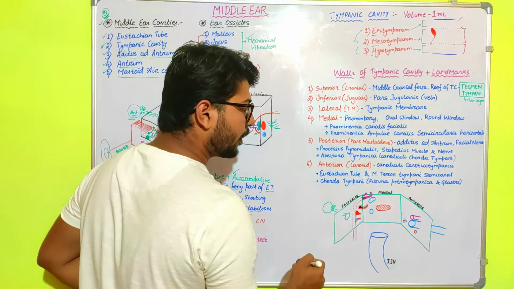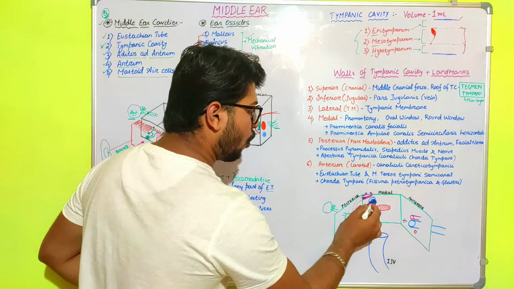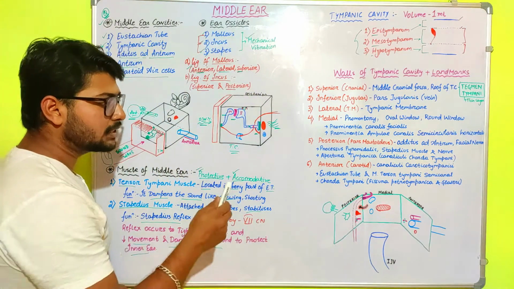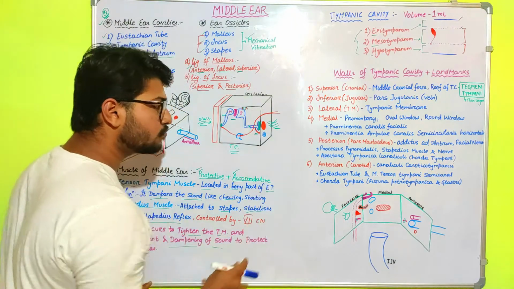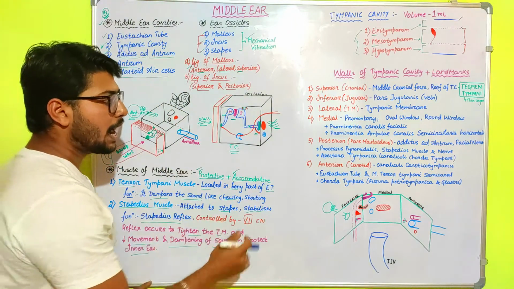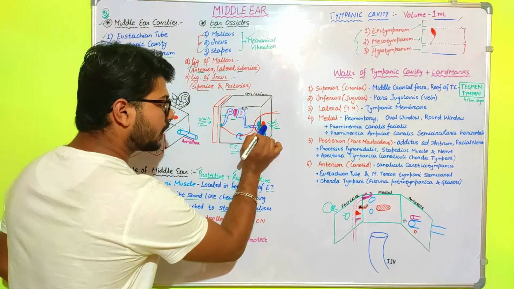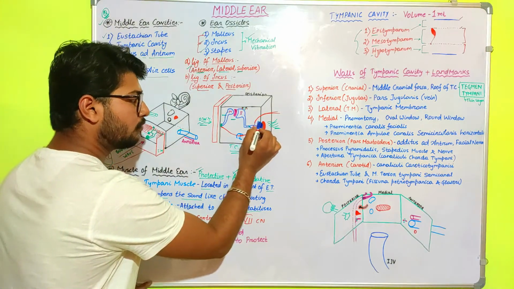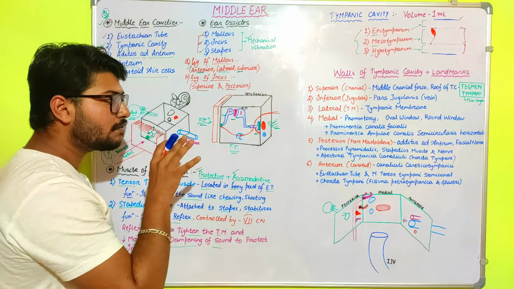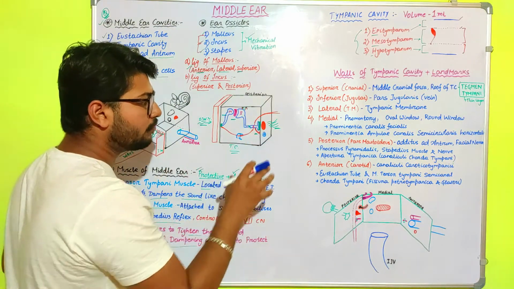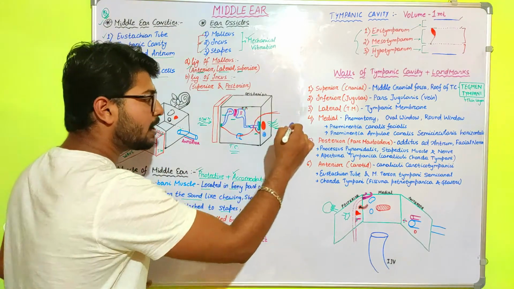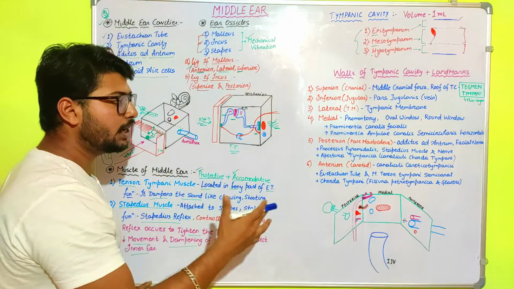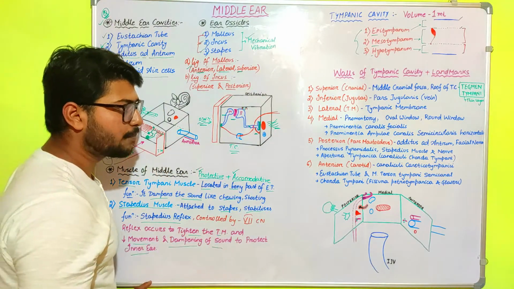Near the promontory we have the oval window. The oval window is a structure that continues with the cochlear fluid, and as we know, in front of the oval window we have the foot of stapes. Due to the vibration of the stapes, the oval window also vibrates, and the same vibration spreads to the fluid that is present in the cochlea.